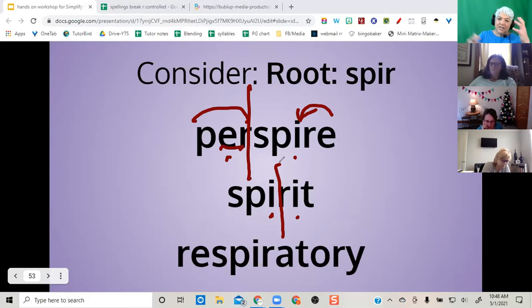So if we teach them the generalizations of the steps to go through, we give them success at getting a word that they recognize. And that's my goal.